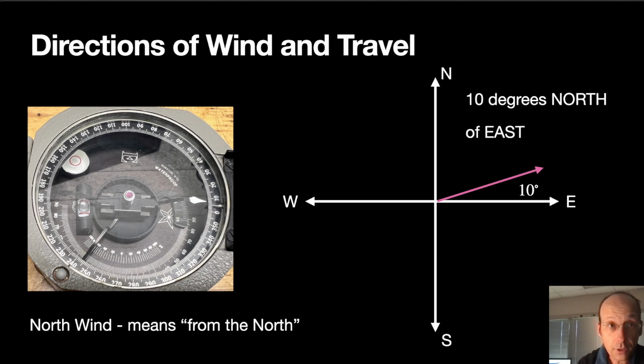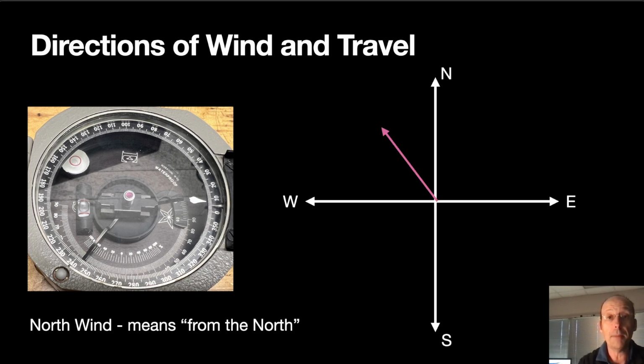Okay, here's another example. Imagine we have a velocity in that direction, and this angle is 20 degrees. That would be 20 degrees west of north.